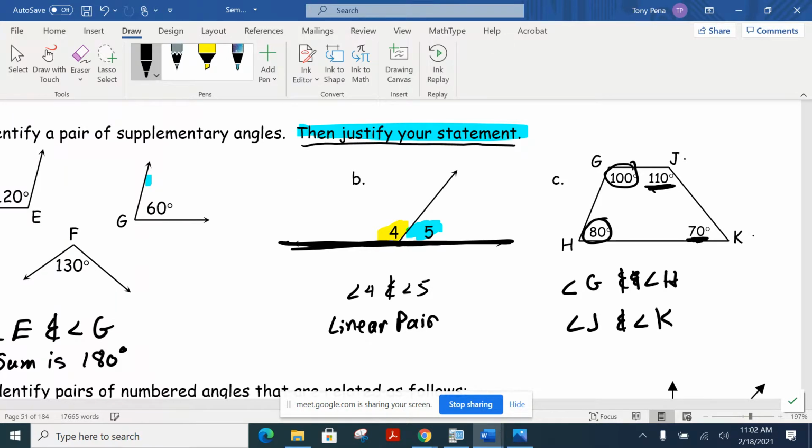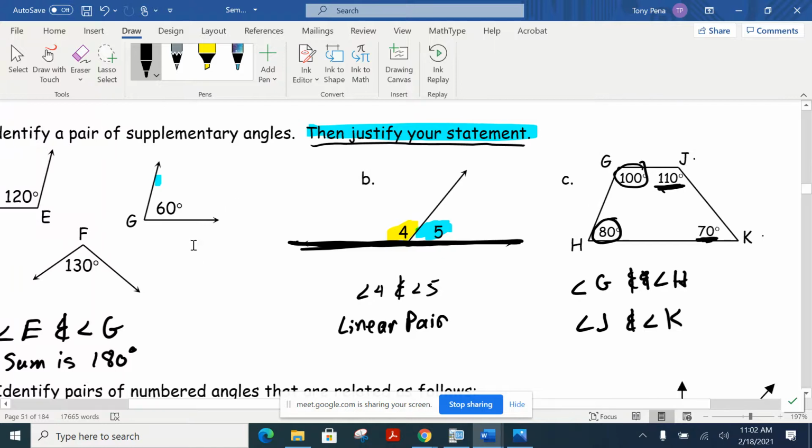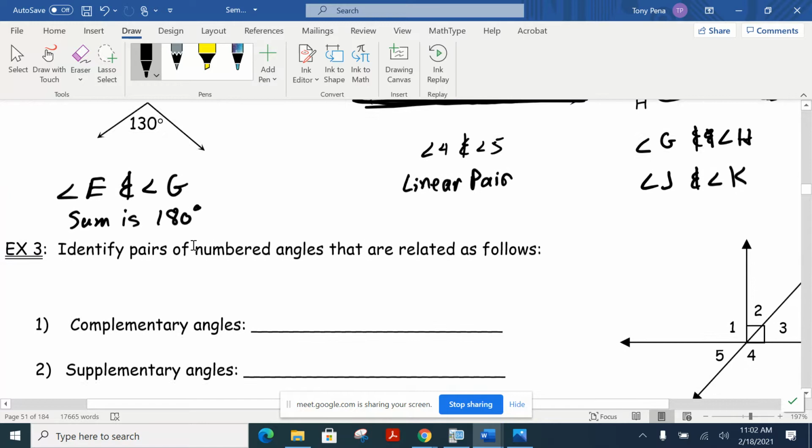Okay. That's sort of the basic idea. They add up to be 90 or they add up to be 180. So now as we give you problems with these, it still is that idea. Okay.